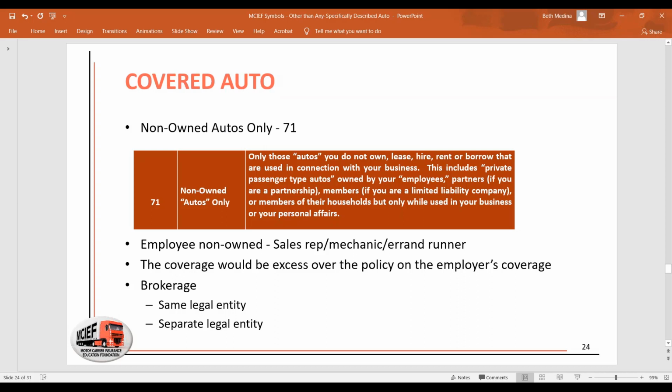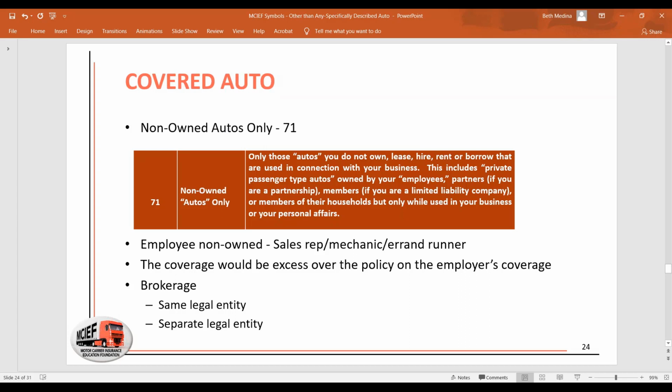Now, we're talking about these vehicles that are not owned and not leased. These are things that just involve personal autos. So it's typically called employee non-owned. This would be your sales reps, if you have some, but more important, it would probably be mechanics.